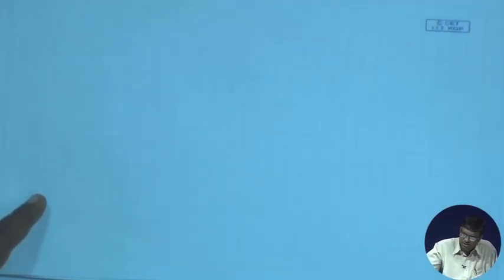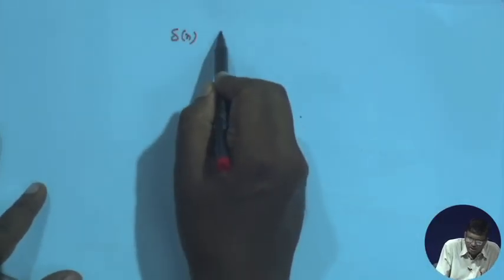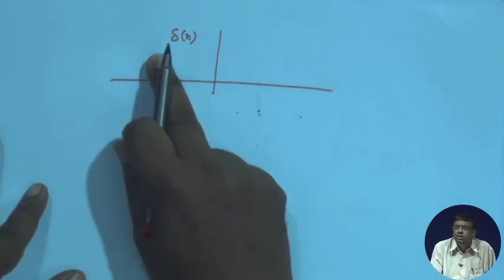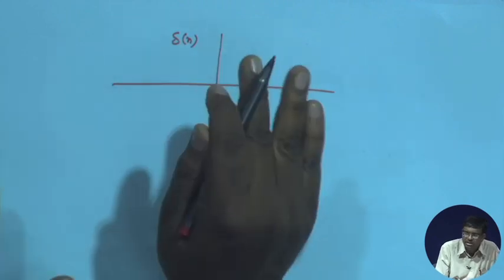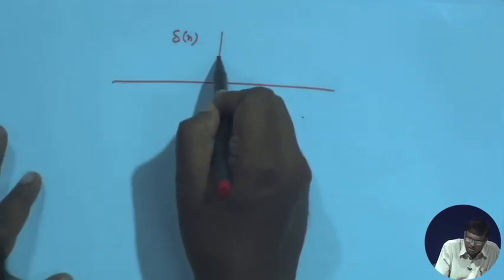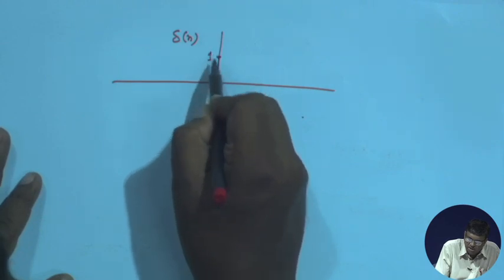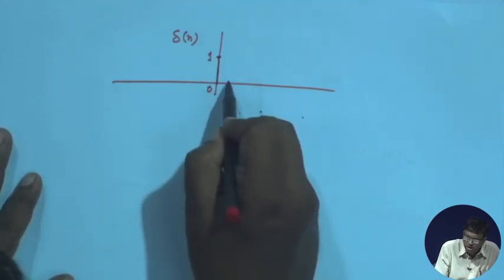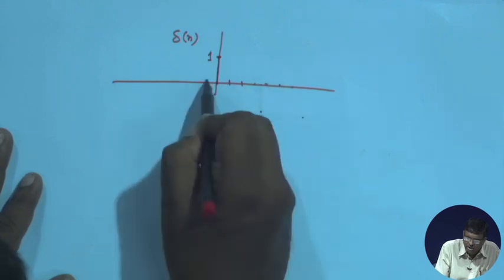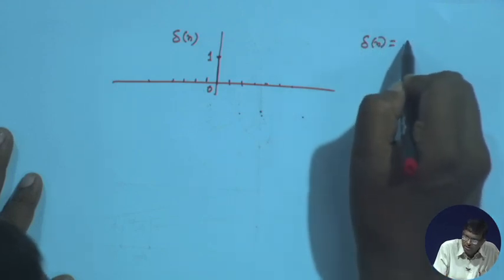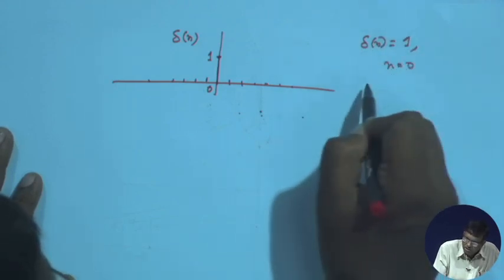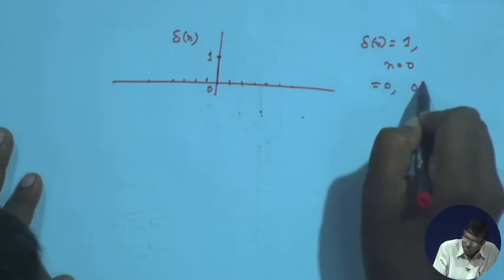Having said this, there are some important basic sequences which you should know. One is called delta[n]. Now, this delta has nothing to do with the Dirac delta function in analog signal processing. We borrow the same symbol, but its definition is purely on its own here. It is a sequence which has value equal to 1 at n equal to 0, otherwise it has 0 values everywhere. So, delta[n] is equal to 1 for n equal to 0 and equal to 0 otherwise.